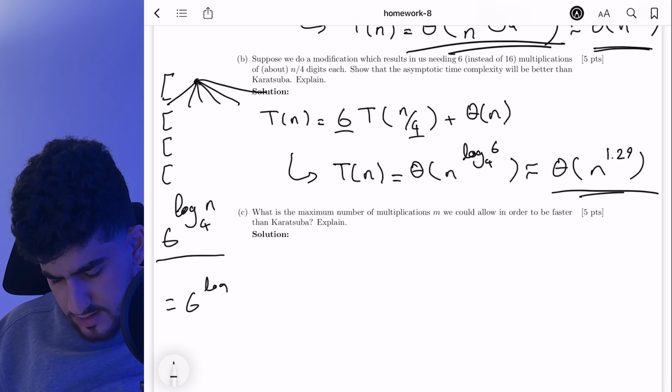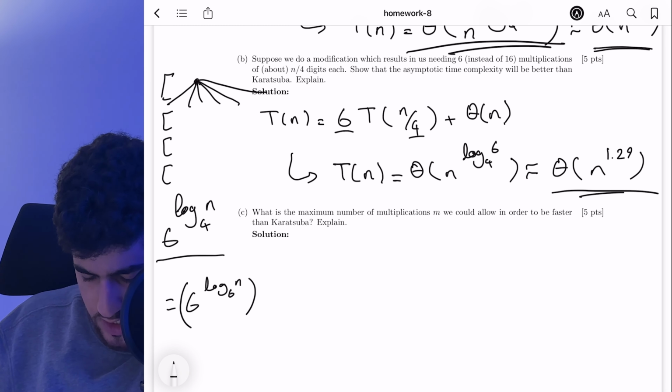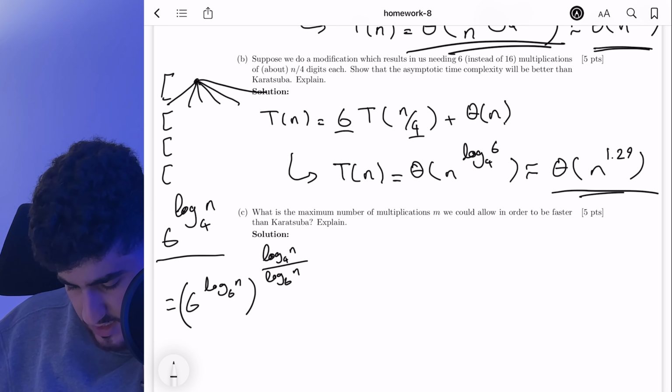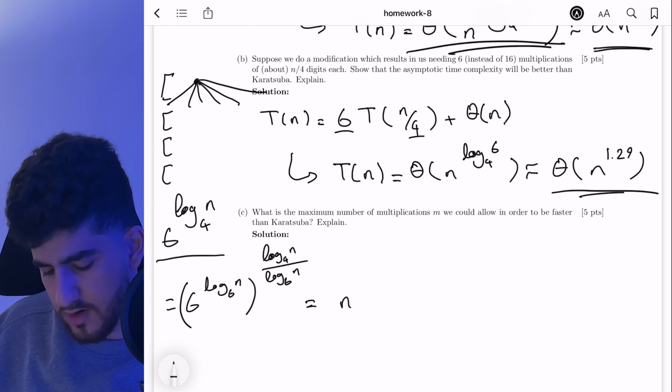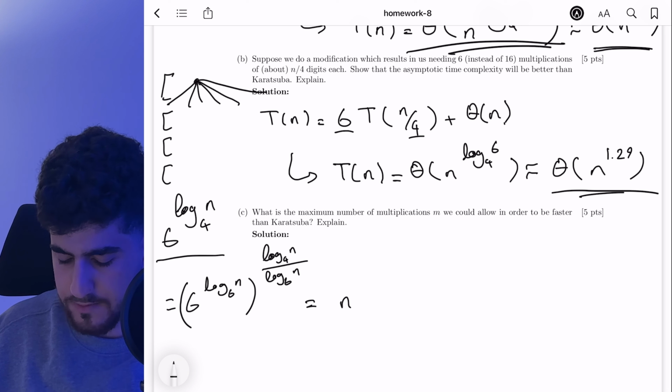log of n in base 4, which is equal to n to the power of log of 6 in base 4.